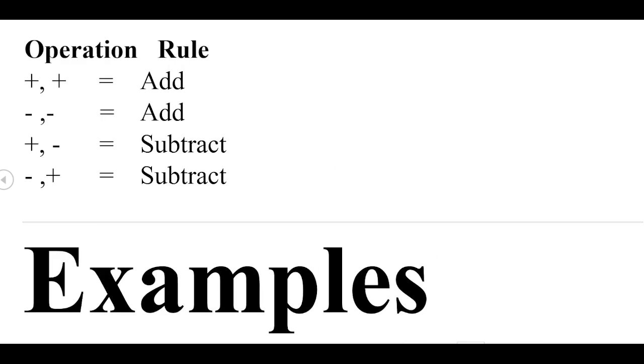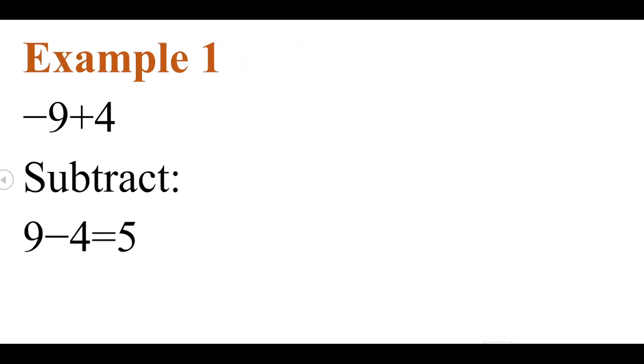We can see the table of signs. Plus plus is equal to add. Minus minus, add. Plus minus, subtract. Minus plus, subtract. For example, minus 9 plus 4. The signs are different, minus and positive. So we subtract, 9 minus 4 is equal to 5. Keep the sign of the bigger number, minus 9.